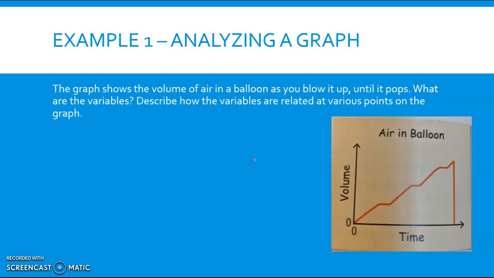All right, let me move on to the next graph. The graph shows the volume of air in a balloon as you blow it up until it pops. What are the variables? Okay, and then describe how the variables are related at various points on the graph. So let me take a look at this here. Can I move this out of the way? Yeah, I can. Right there would be good. All right, so we have volume.